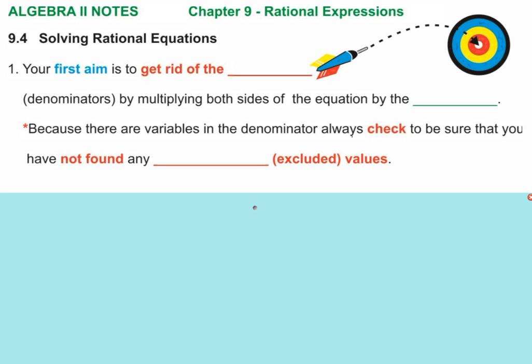All right, so remember, what we were heading towards the whole chapter was understanding reducing, adding and subtracting, multiplying and dividing, all of that really to get to the point where we can do rational equations, and so that's what we need to deal with. So, solving rational equations. Your first aim is to get rid of the fractions. You really want to get rid of the fractions, which means you're getting rid of the denominators. And you're going to multiply by the LCD.